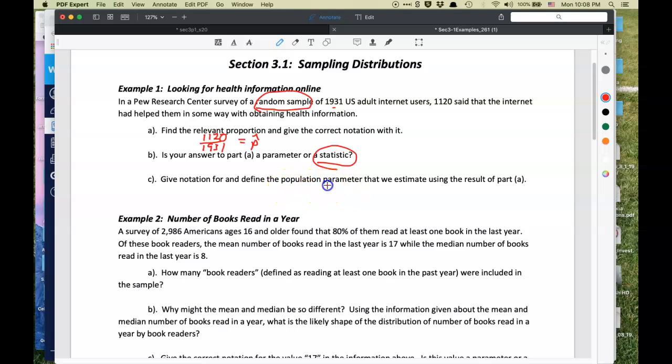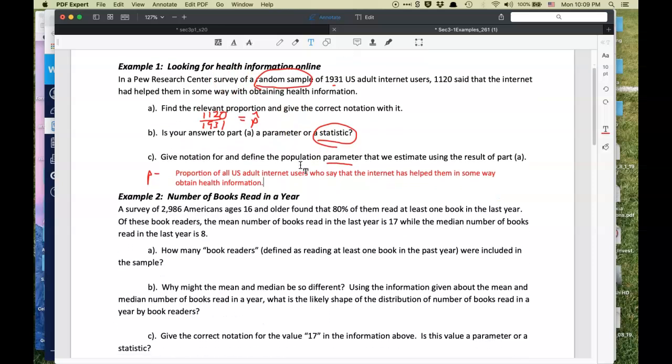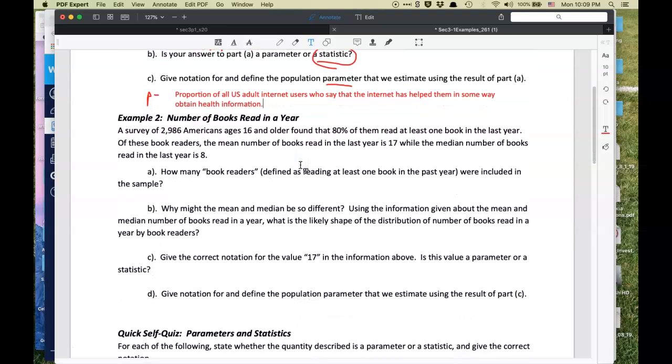Give notation for and define the population parameter that we estimate. So the notation would be p, and we could denote that as being the proportion of all U.S. adult internet users who say that the internet has helped them in some way obtain health information. Okay? So that's what p would represent, and then we have a corresponding statistic. All right? Now let's take one more example here while we're here, and then maybe we'll take a look at a quick self-check.